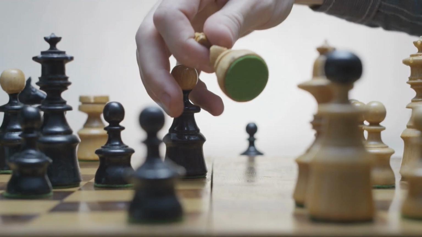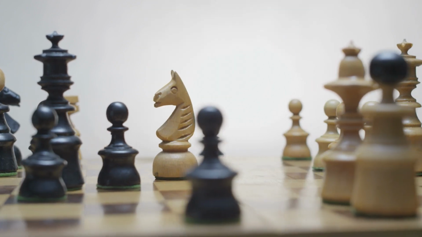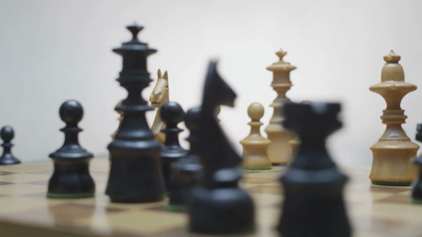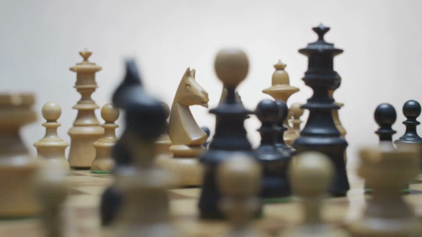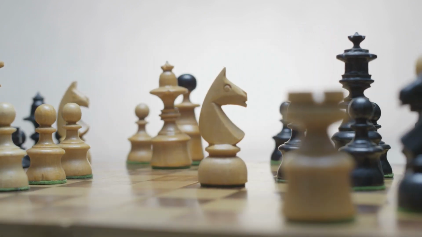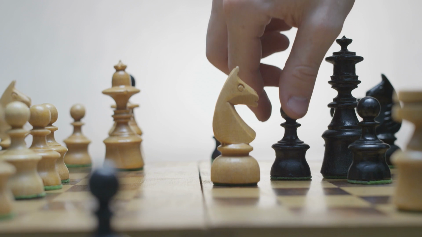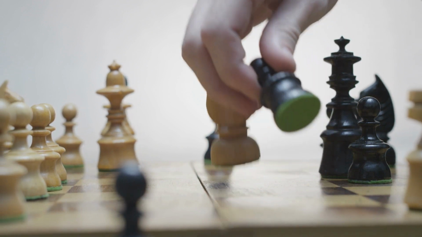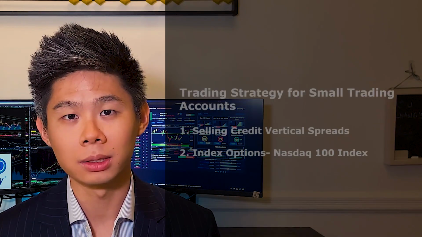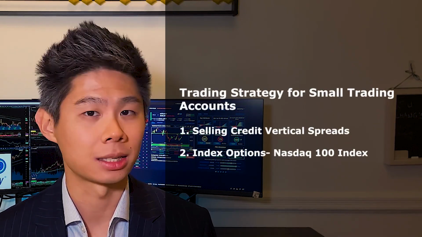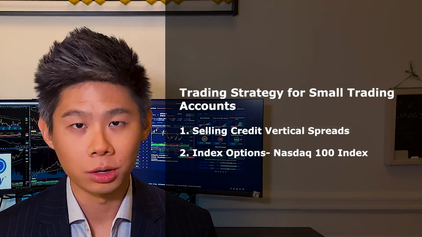Now that you've set up your brokerage account, let's talk about the actual strategy you're going to need in order to grow your small options account. When it comes to options, there are literally hundreds of strategies that you can choose from. But when you're working with a small trading account, I recommend that you stick to one single strategy on one type of product in order to help you slowly grow your trading account in a sustainable way. And that strategy is to sell credit spreads on specifically index options, such as on the NASDAQ 100 index.